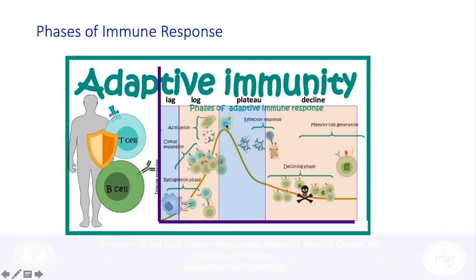During the plateau phase, the level of the antibody remains the same or stabilizes, and usually this is where the antibody works, or the effector phase, or effector response. And then after that, the declining phase is where the antibodies are being cleared from the body.